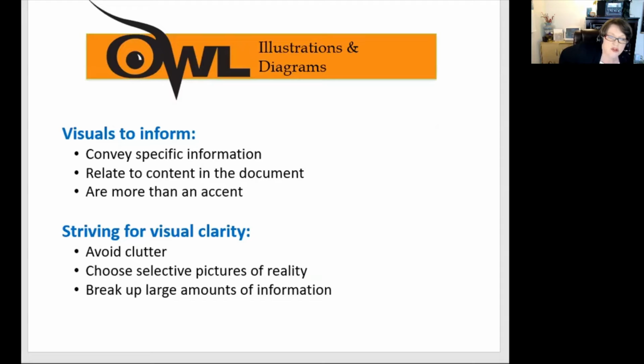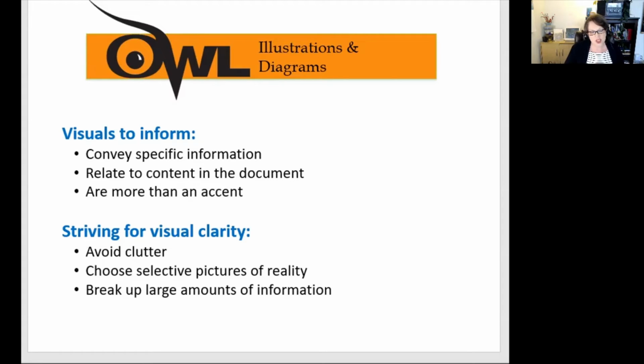They can enhance or they can ruin a design, but unlike clip art, which is usually just accents and doesn't really have much of a purpose, illustrations and diagrams can serve a central purpose to inform. They can and should convey specific information that relates to the overall information of your document. So if you're using an illustration or a diagram, it's having a purpose, right? You're not just putting it there because. It has a purpose for your project.